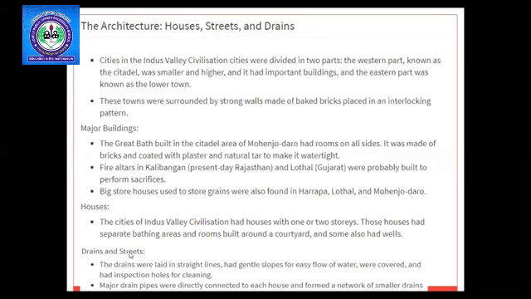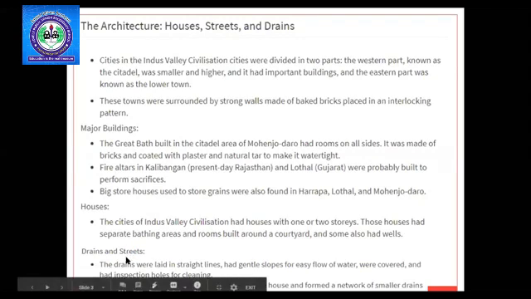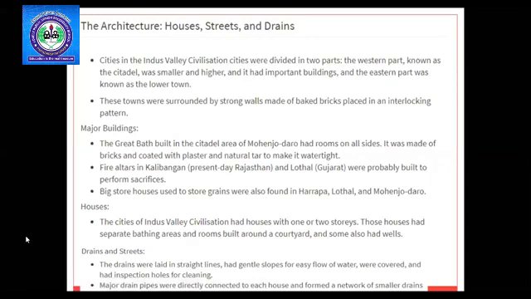Houses. The cities of the Indus Valley civilization had houses with one or two stories. Those houses had separate bathing areas and rooms built around a courtyard, and some also had wells.